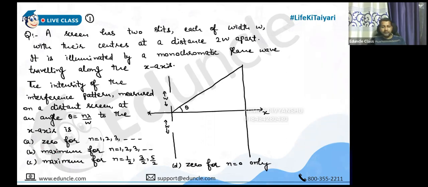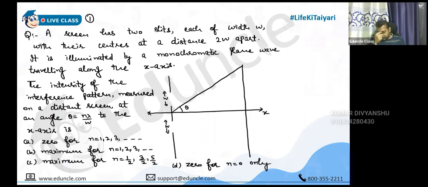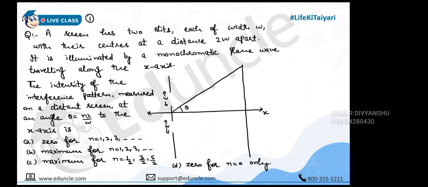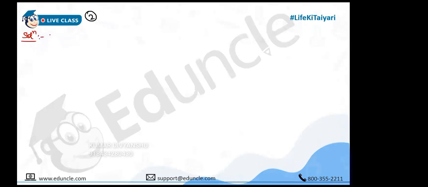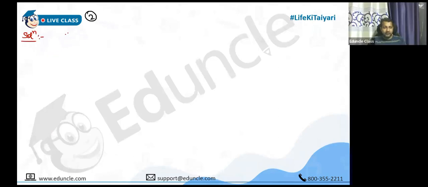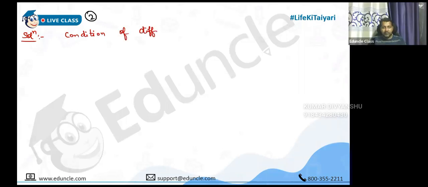So what should be done? Any idea? Diffraction. Yes. The condition for these is W sin theta equal to n lambda. Yes. Then, sir, we put it as constant for minima. Yes, for n equal to 1, 2, 3, this is the minima. Okay, then what would be the intensity? Intensity 0, because the diffraction minima coincides with the interference maxima.